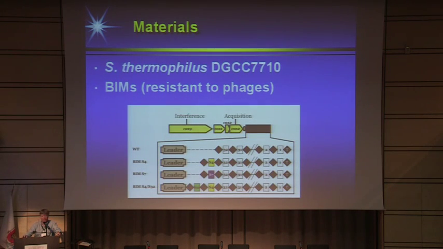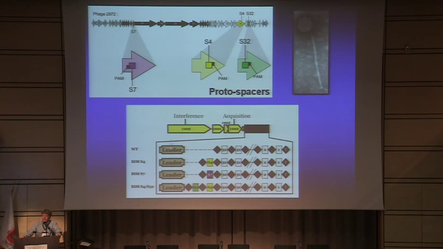So again, we use our Streptococcus strains, DGG7710, and we use our BIMs that we had generated in previous experiments that were resistant to phage. So you've got the wild type with the S32 spacer, you've got one BIM that has S4, a second BIM S7, and you've got this one that has acquired 2 spacers. These BIMs acquired their spacers from different parts of the phage genome. Some of them were probably targeting a gene coding for a structural protein, whereas others were targeting genes that are expressed early, when we didn't know the function.